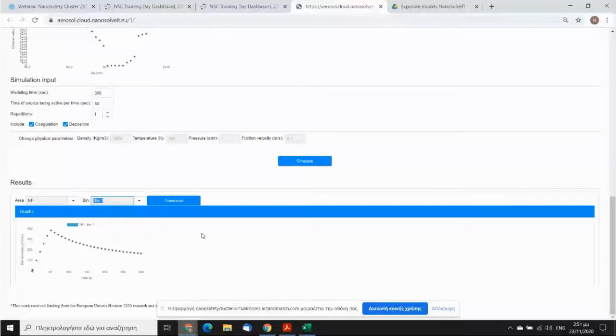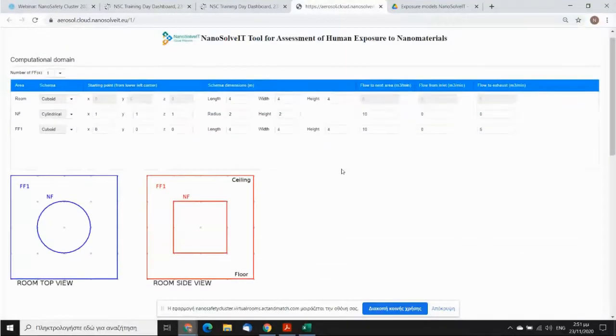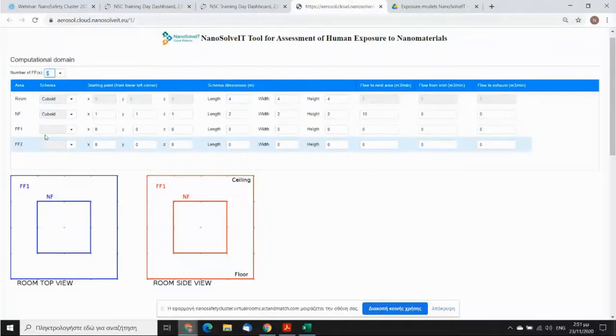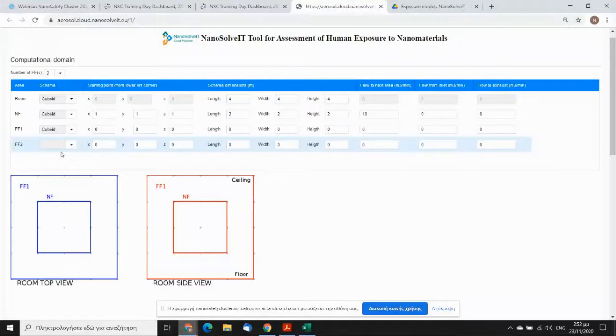And for my final example on the aerosol application, I'm going to use 2 FF areas, all cuboids. So I'm going to go here and I will select 2. You see that these were updated. Now we have FF1 and FF2. I will put cuboid here, and here also cuboid.